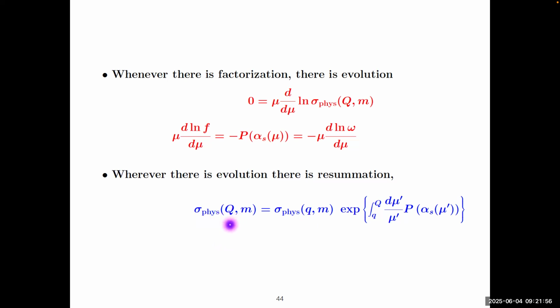Physical cross section at the hard scale capital Q is equal to the physical cross section at little q times the exponential of the integral from little q to big Q of some P of alpha s of mu prime. And this is in a schematic way, without the complications of what we mean by the product and what the convolution was. This is all perturbative QCD, one way or another.